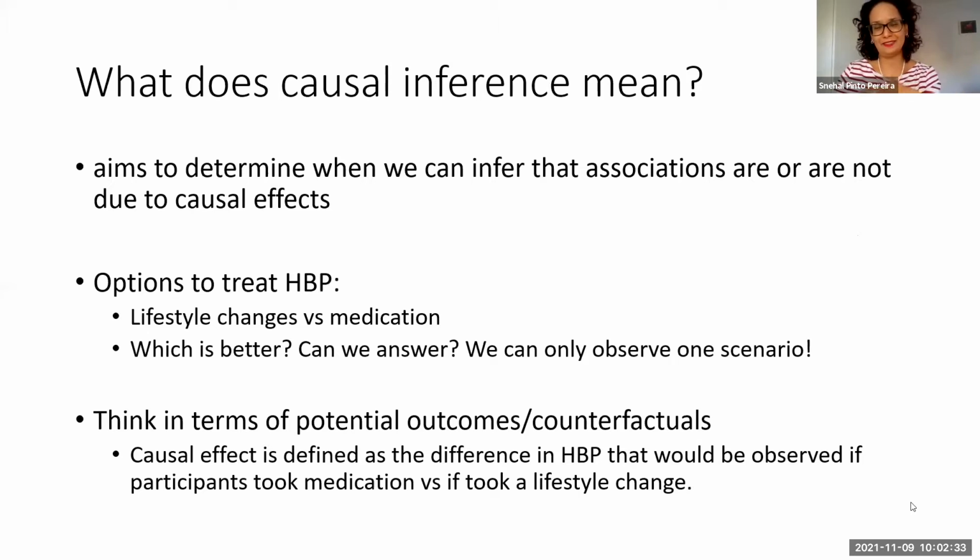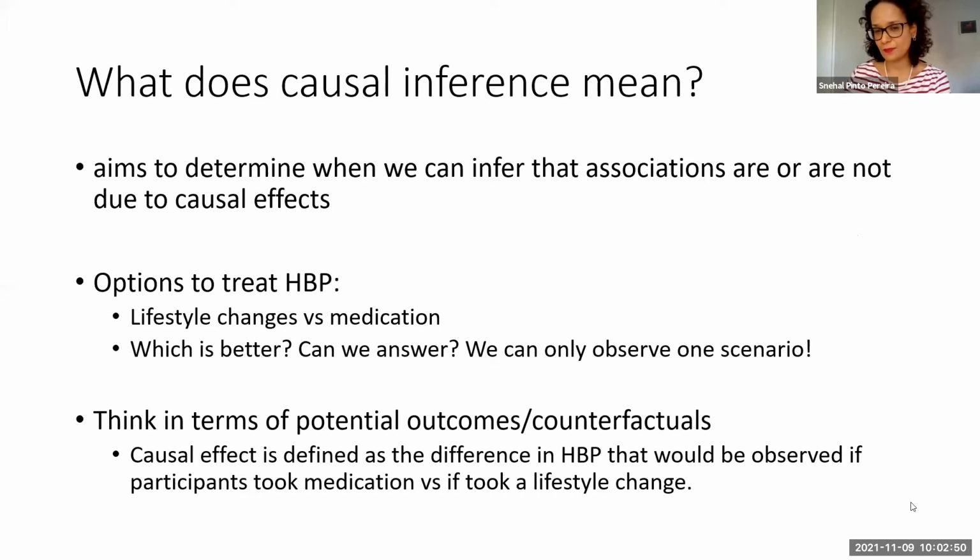Okay, so the first thing is, what does causal inference even mean? I didn't really understand that when I started. Essentially, what causal inference methods are trying to do is to infer whether an association that you see is causal or not.